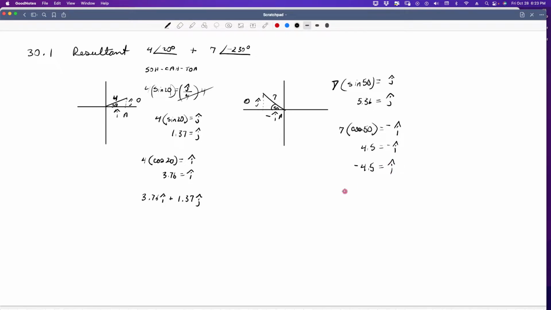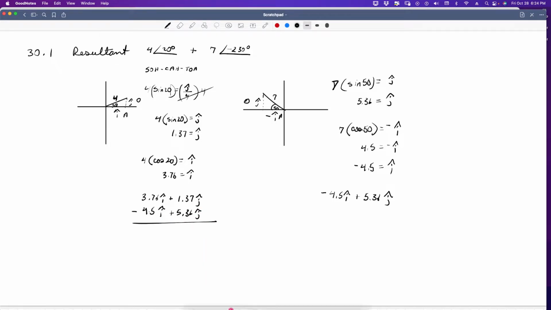All right, so now we can write this as a rectangular coordinate. I get those two mixed up all the time. This is a polar coordinate, which is the same thing as a vector. This is the rectangular coordinate. So negative 4.5 I plus 5.36 j. And now we literally just stack them on top of each other and add them together. So negative 4.5 for the i's and positive 5.36 for the j's.